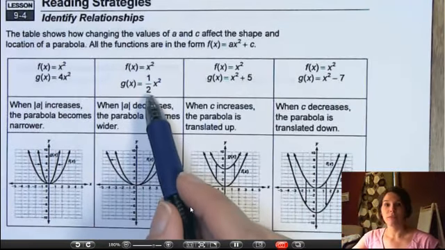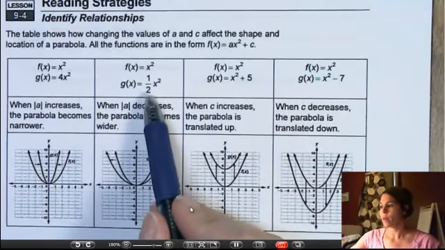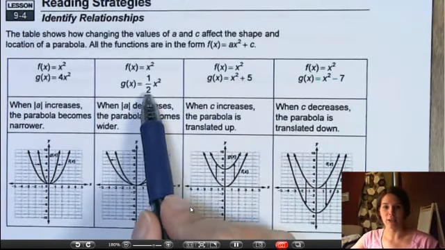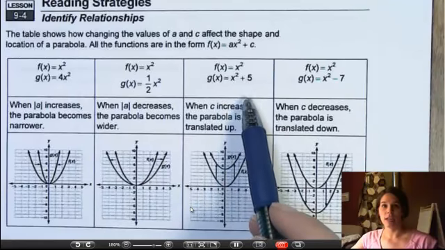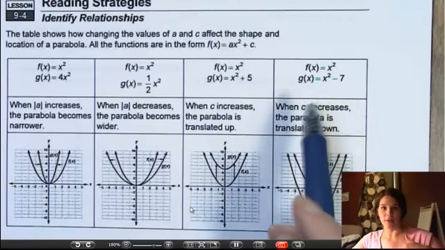If you put a smaller coefficient in front of your x squared, it's going to flatten out and widen your parabola because you're going to increase much more slowly by multiplying by a fraction. The other thing we've worked on now in our labs for a couple days is changing our c value, and that's going to shift your parabola up and down.